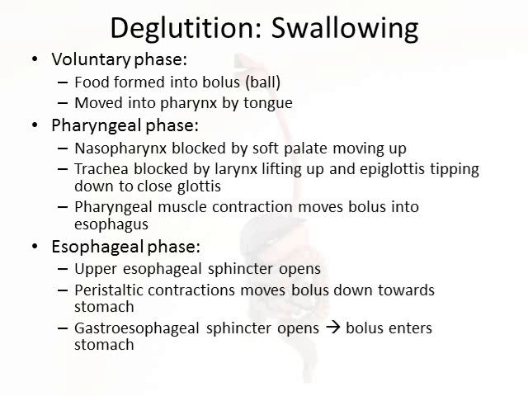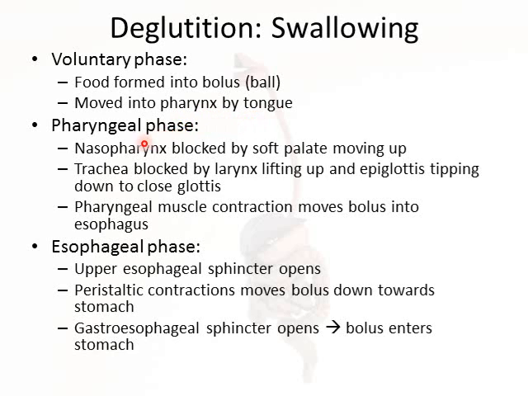Okay, and then the next few slides get into one of the main physiological processes that we'll talk about in this section, which is swallowing, also known as deglutition, and it has a voluntary phase, a pharyngeal phase, and an esophageal phase. The voluntary phase is mainly with the mouth and the very top part of the throat. This is getting the food into a ball known as a bolus, and then moving the food into the pharynx, and that's done by the tongue.